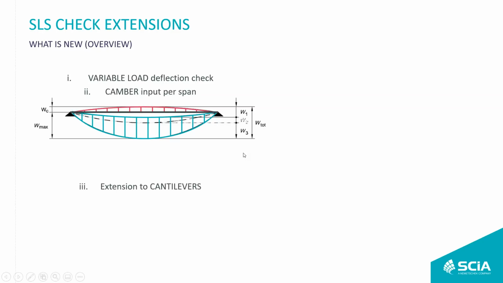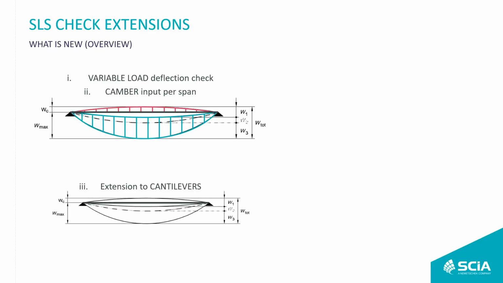Another improvement is that now the check correctly supports cantilevers. If we look at the same image and try to extrapolate this to cantilevers, here are two beams. Let's assume that they have to have the same deflection, delta max or W max, doesn't matter. If we would like them to have the same curvature, that would mean that this beam will have to be 2 times longer. So what does that mean for the check?